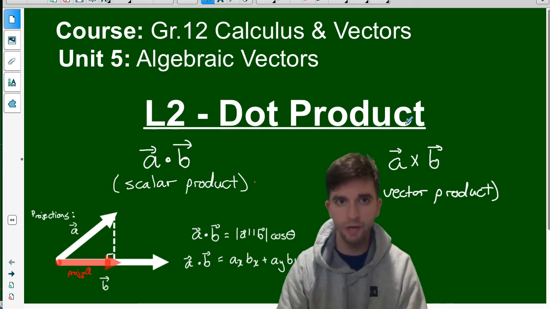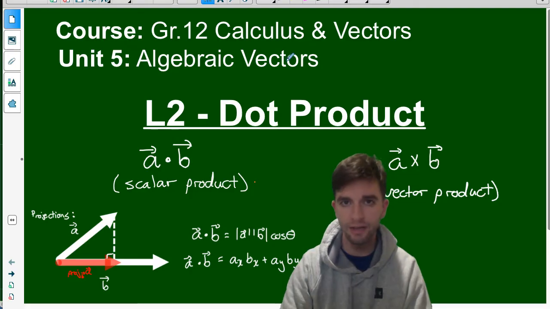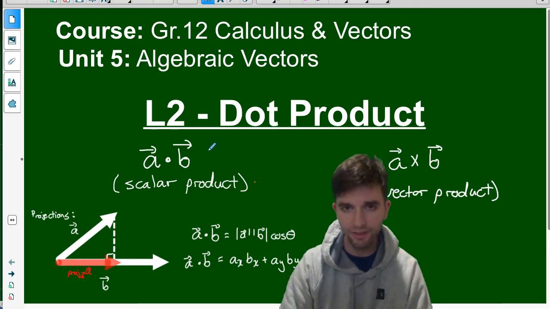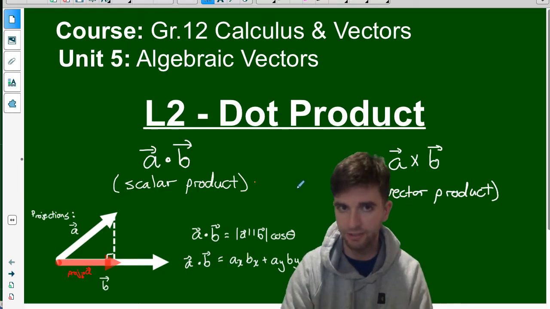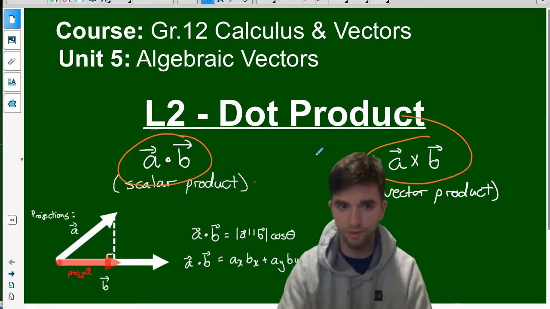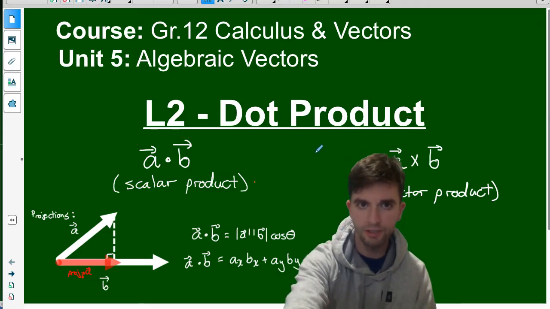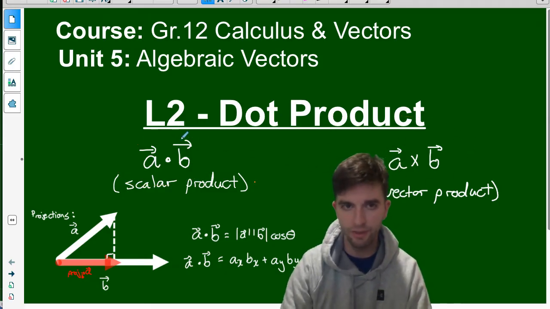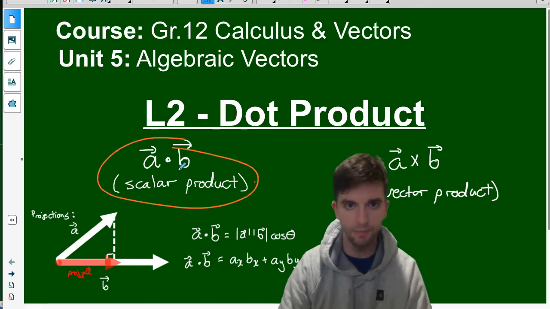This is Lesson 2, Dot Product, from the Grade 12 Calculus and Vectors course, from the 5th unit, Algebraic Vectors. In this lesson, we're going to be focusing in on the first of two products you can find between vectors. Between vectors, you can find something called a dot product or something called a cross product. We'll talk about cross product later in the unit. In this unit, we're just going to focus in on dot product.